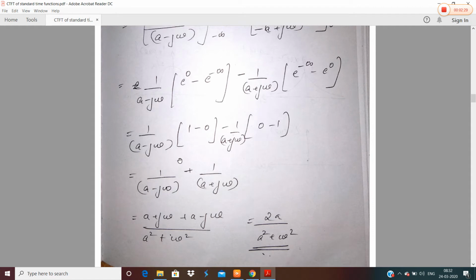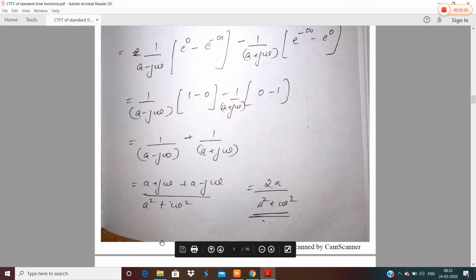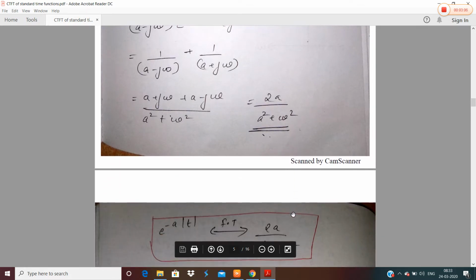And in the next step, we will have 1 by a minus j omega into 1, that is 1 by a minus j omega. Here this minus 1 into minus 1 will become plus 1, hence 1 by a plus j omega. The denominator is of the form a minus b into a plus b. We'll cross multiply it. On cross multiplying this section, we'll get a plus j omega. On cross multiplying like this, we'll get a minus j omega. The denominator part is a square minus b square, which is equal to a square plus omega square. The j omega and j omega get cancelled, which will give you 2a by a square plus omega square.